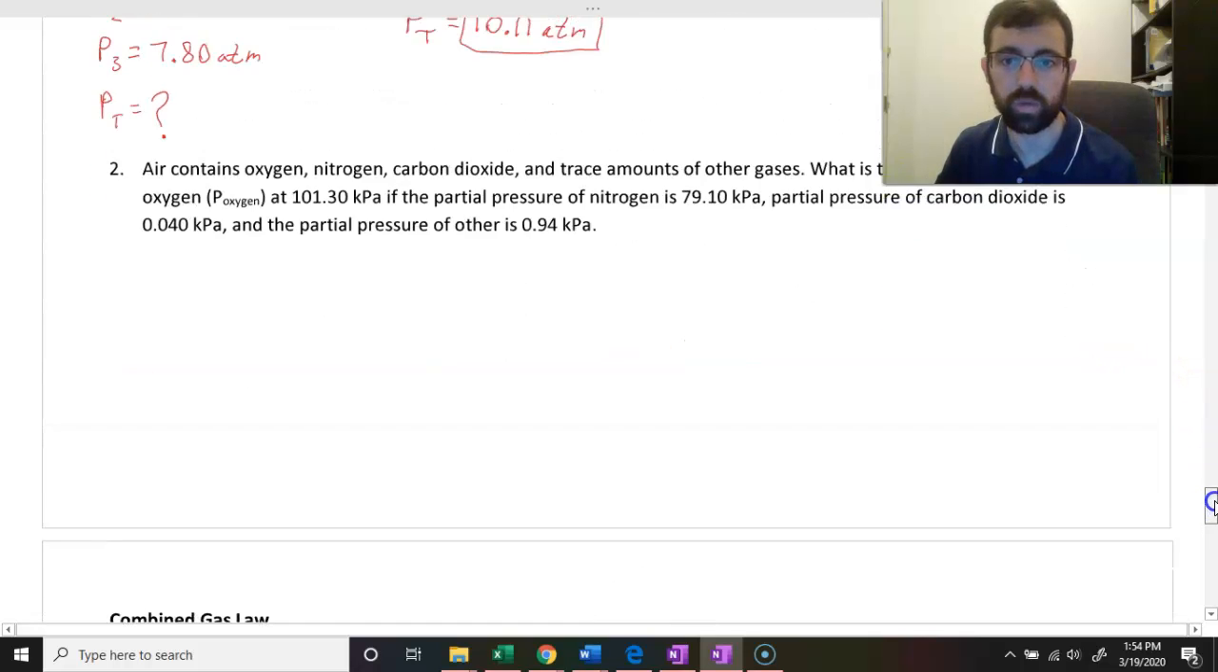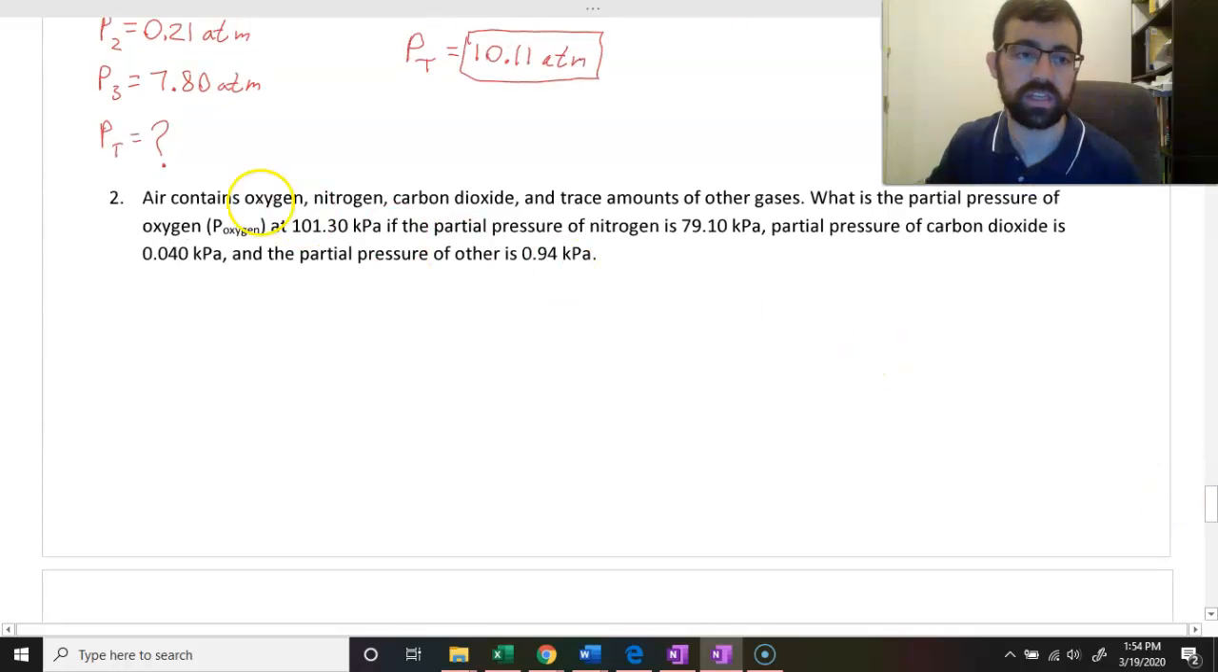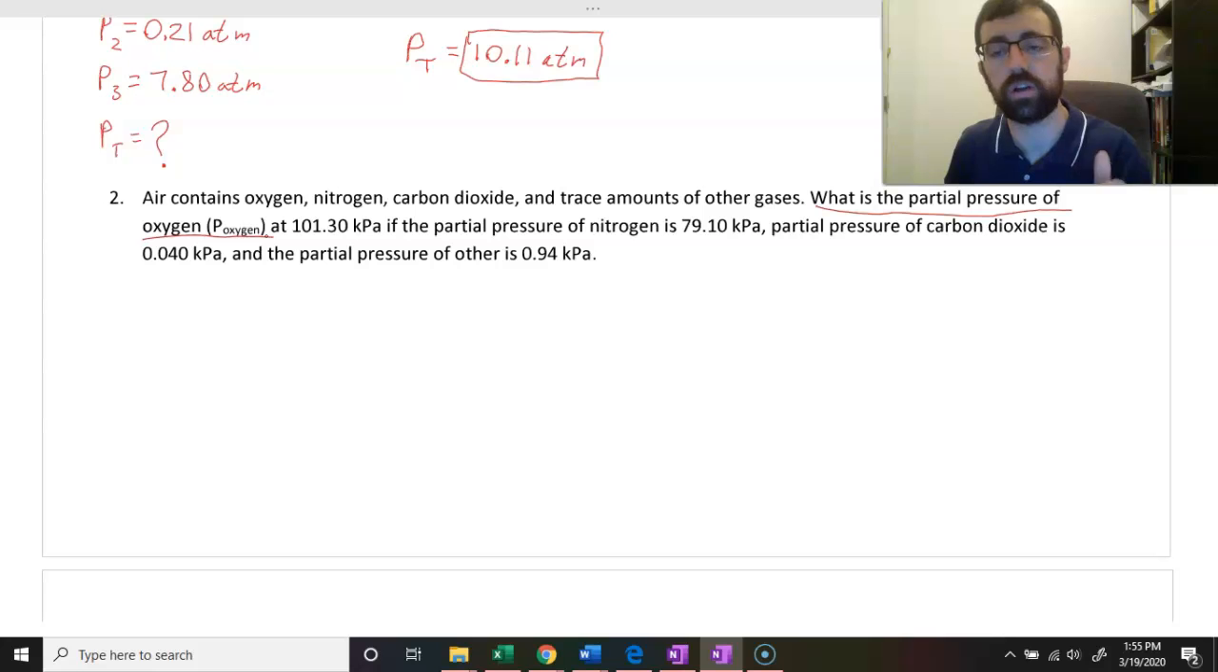Probably the trickiest way of wording this question, but you will see this occasionally. So let's look at it. It tells us what air is: air contains oxygen, nitrogen, carbon dioxide, and trace amounts of other gases. What's the partial pressure? I'm looking for the partial pressure specifically of oxygen. It is not given. That's what I'm looking for. All the other numbers will be given.